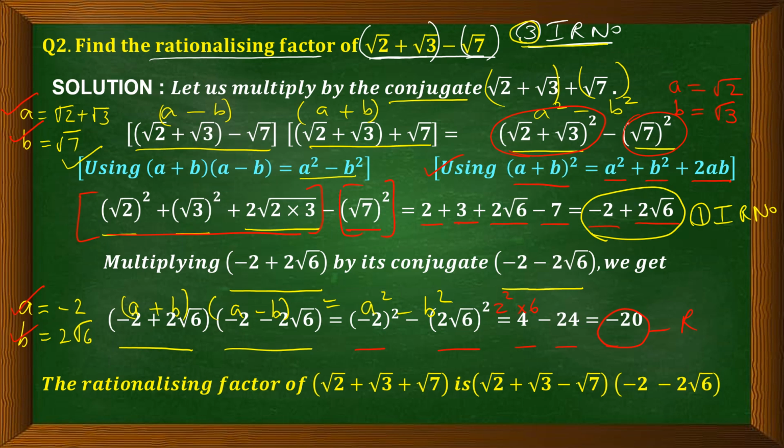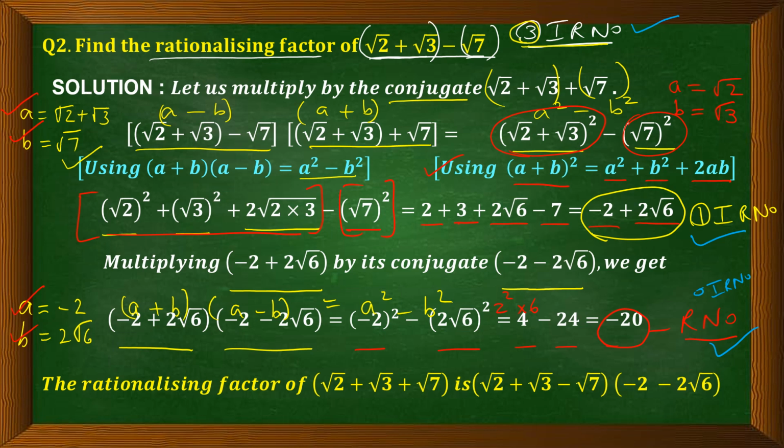Now this is a rational number, right? Minus 20 is a rational number. So as you can see, from 3 irrational numbers, we have got one irrational number, and from one irrational number, we have reduced it to 0 irrational number. Now there is 0 irrational number. That means now everything is a rational number, right?